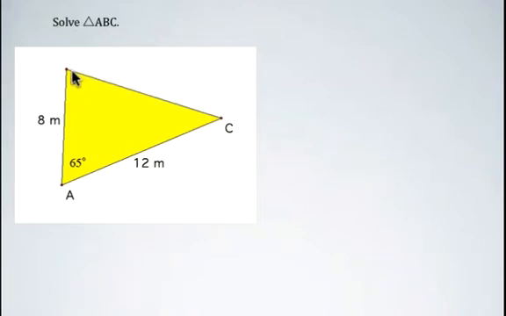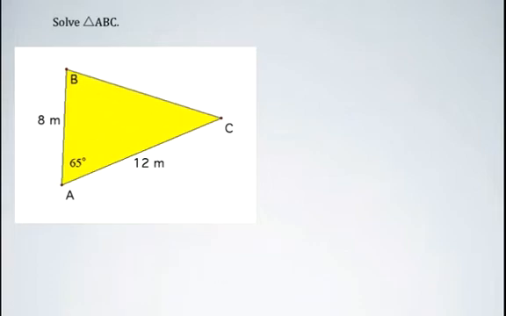Now, in triangle ABC, we have to start by figuring out what we're given and which law we should use, whether it's cosine law or sine law. And we're given two side lengths and the contained angle. And that means that we can find the side opposite angle A, which we're going to call little a, or side length BC. We can use cosine law in order to find that measure.